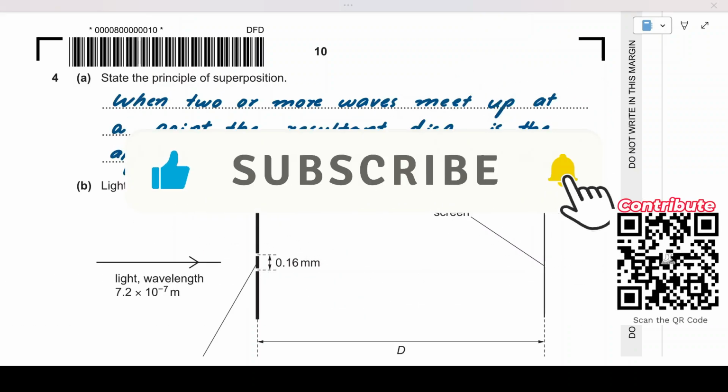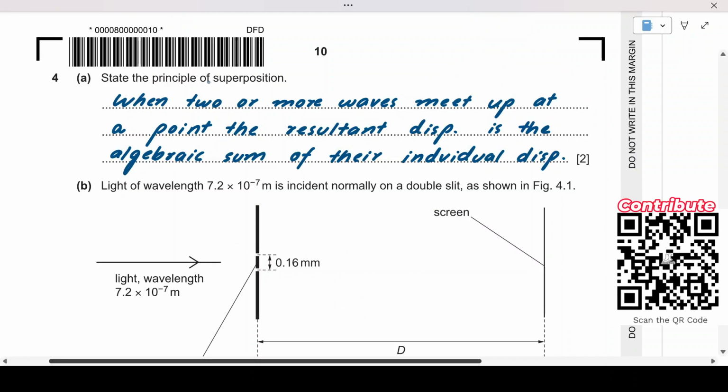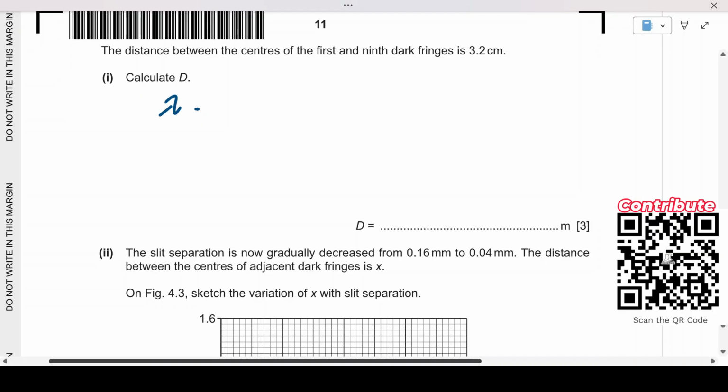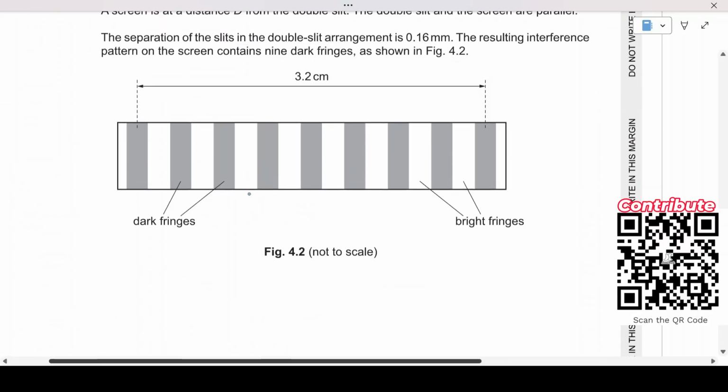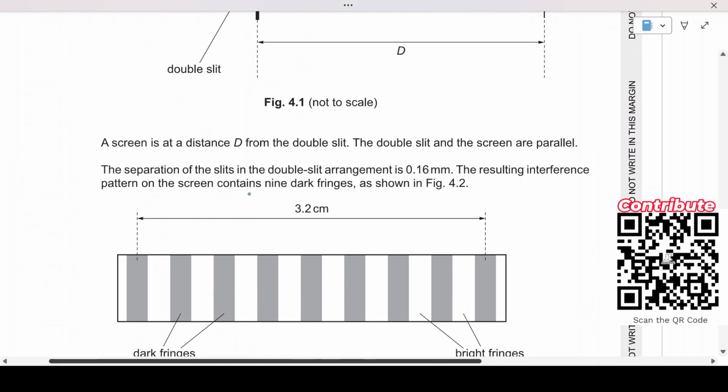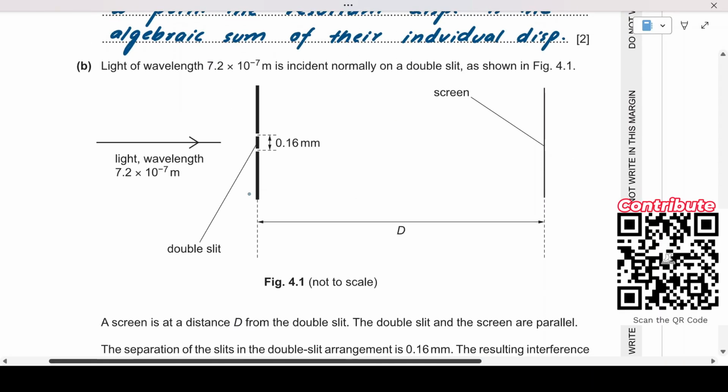Alright, for the first one we have: when two or more waves of the same type meet up at a point, the resultant displacement is the algebraic sum of their individual displacements. Lambda equals a into x divided by d, the formula of the double slit. So we have pretty much all the values. We need to find the value of the distance between the double slits and the screen, the shortest distance.